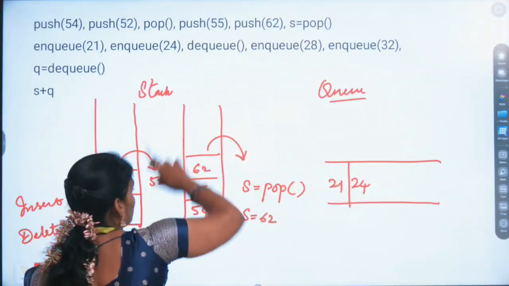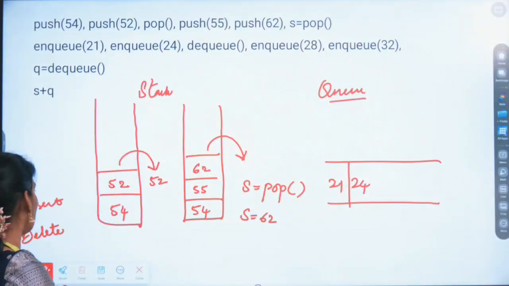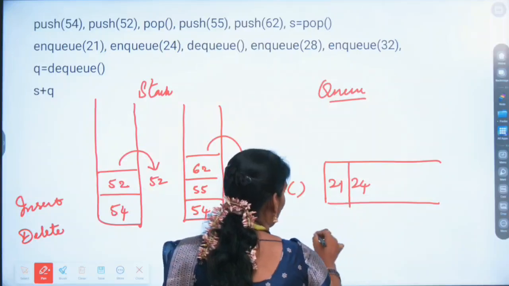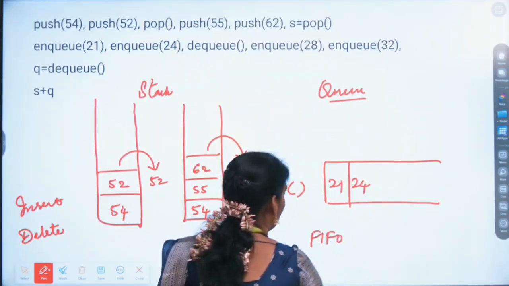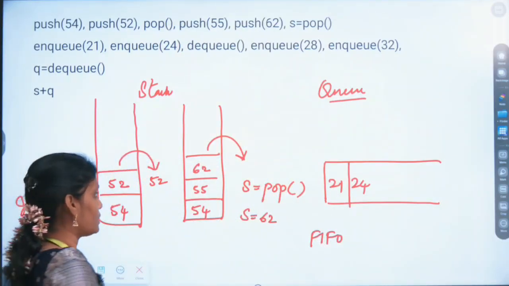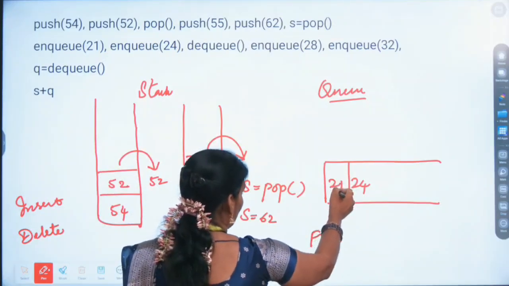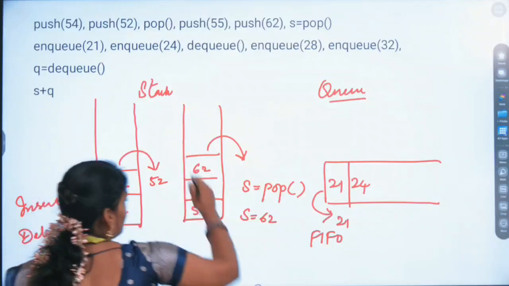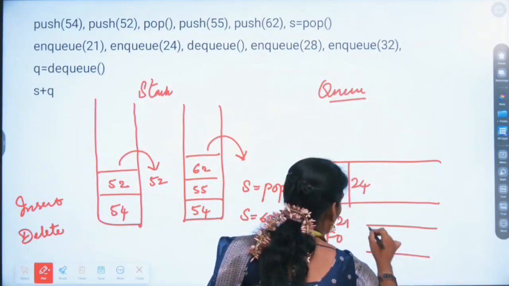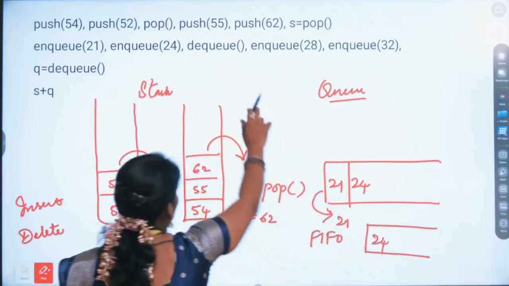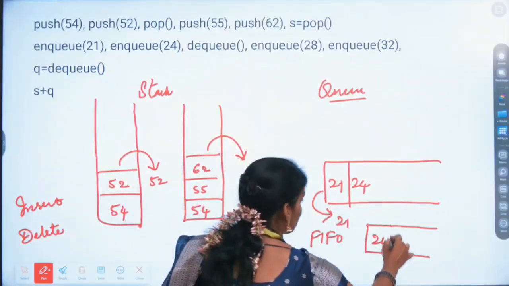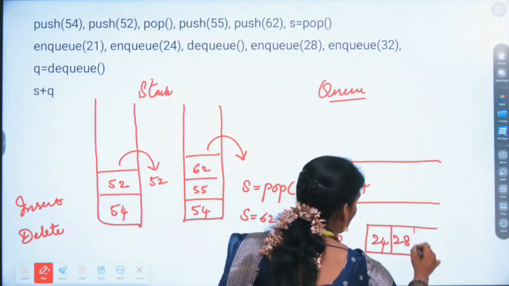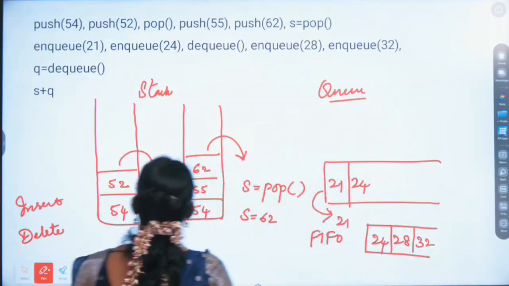So next is DQ. DQ means we have to delete an element from the queue. The queue works on the principle of FIFO, which means the element which gets inserted first will get deleted first. The first inserted element is 21, so this will get deleted. Now the element available in the queue is 24. Then again NQ 28, so insert 28 in the queue. Again NQ 32, so insert 32 in the queue.